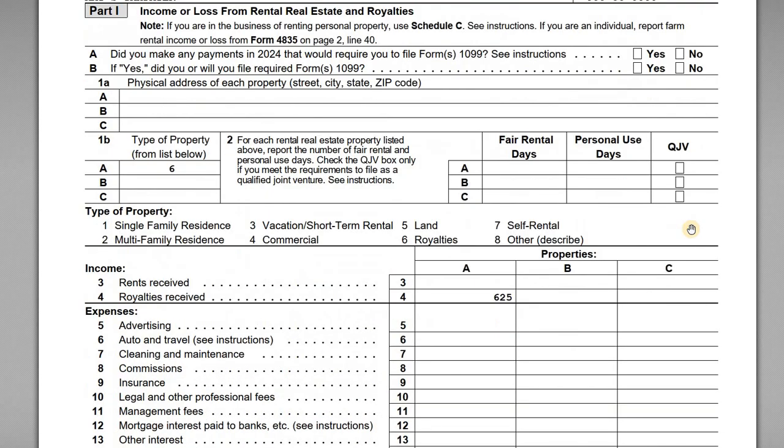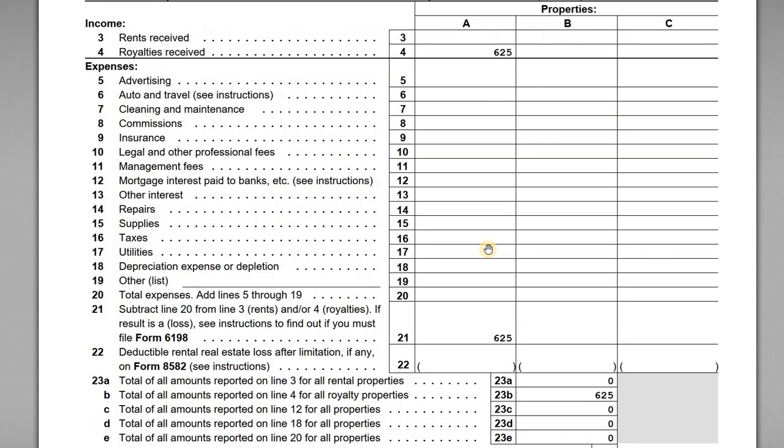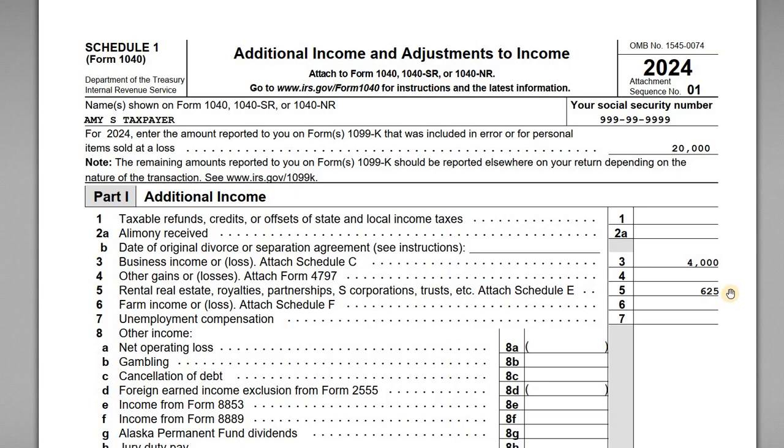So we've got up here in Part B, line A, she's indicated that the type of property is code 6, so that's royalty income. And so in column A, she's reported on line 4 her royalties received. She doesn't have any expenses in connection with this income, so the royalty income ultimately flows back up to Schedule 1, and it's reported on line 5.